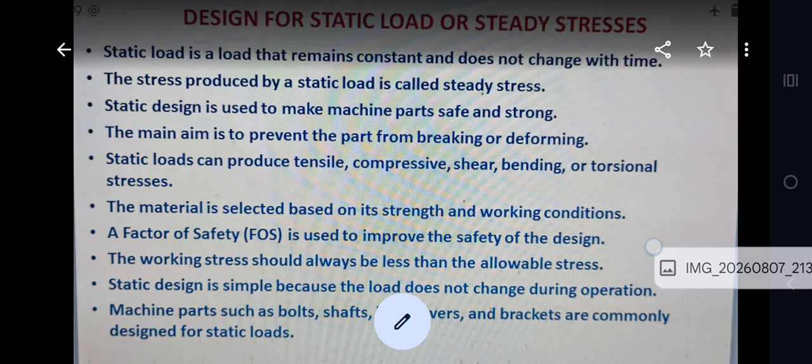Then the objective of static design. What is the objective of static design? Why do we perform static design? The main purpose of static design is to make machine components safe and strong.